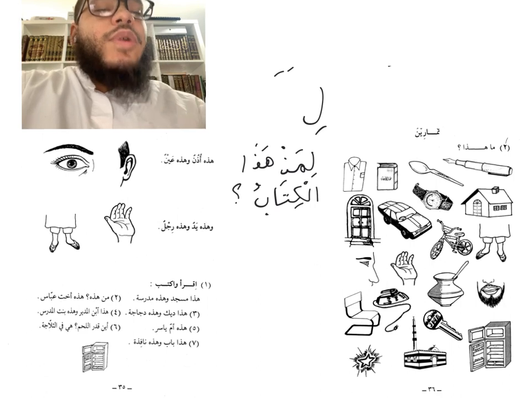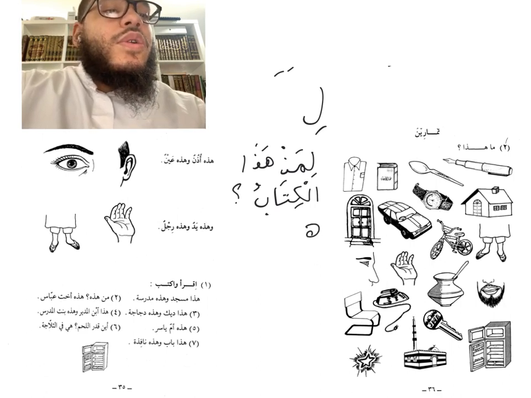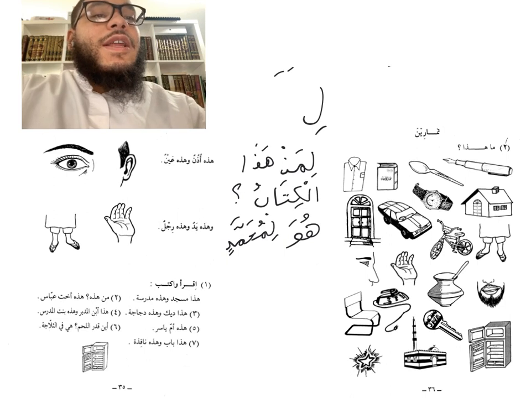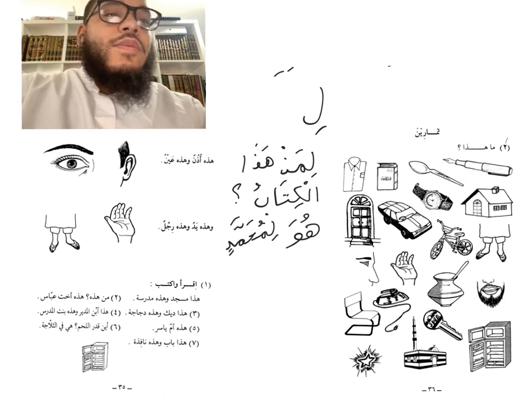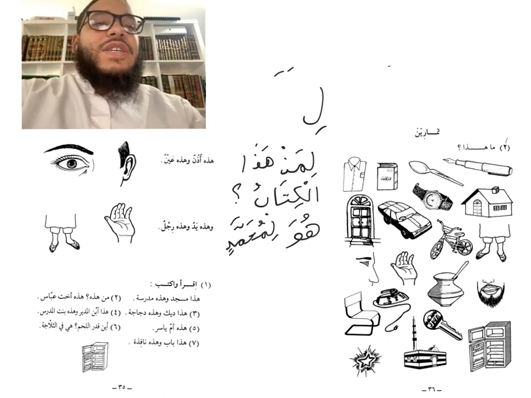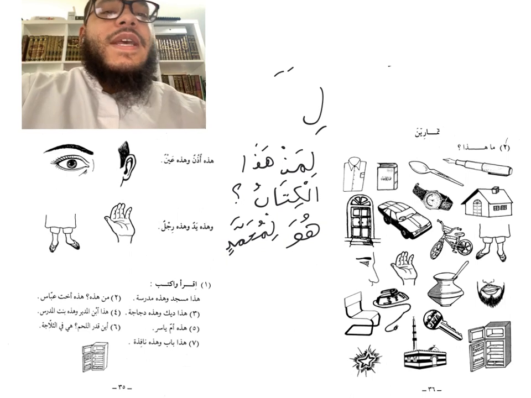Who does this book belong to? We say huwa li Muhammadin. It belongs to Muhammad. Okay, like this. Liman hadha al-kitab huwa li Muhammadin. It belongs to Muhammad. So this is another type of our huruf al-jar, our prepositions that make the noun that come after it take kasra.